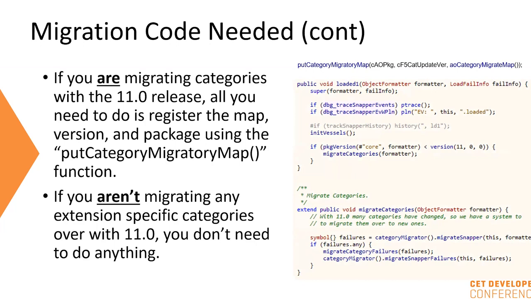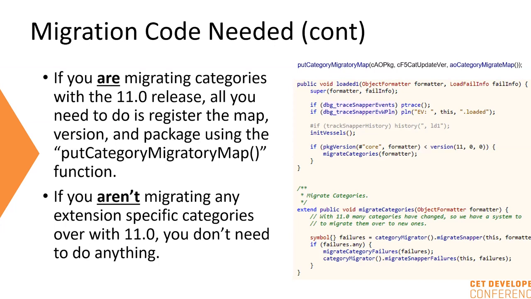And here on the right, we have some examples. So at the top is the actual registration function call that we're using in Abstract Office. So providing that package, a version number, and then the map itself. And then here we have what loaded one looks like on Snapper. So for objects loaded in that are coming into 11.0, they'll get migrated.